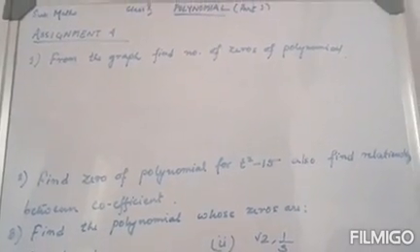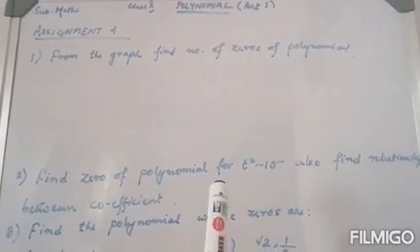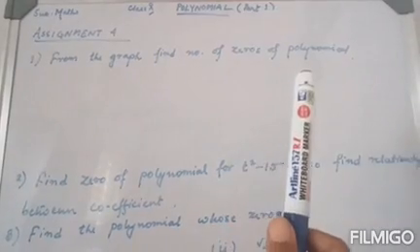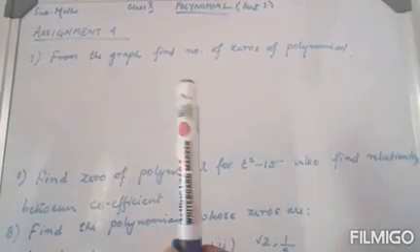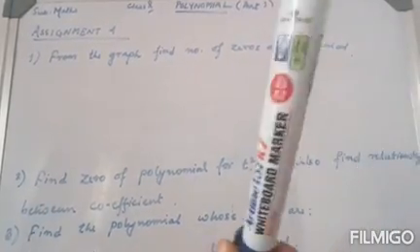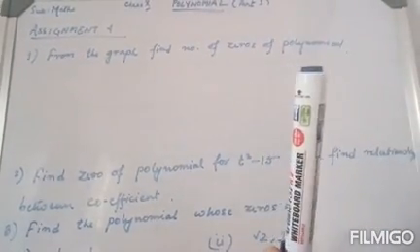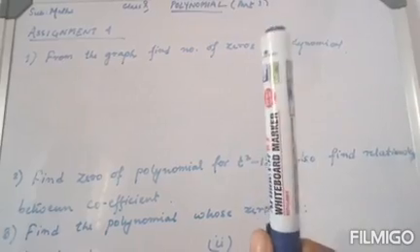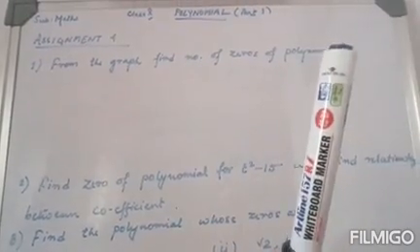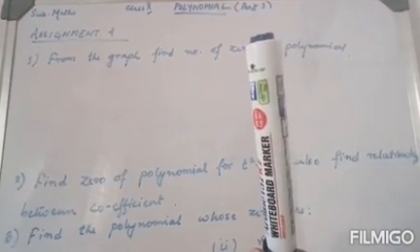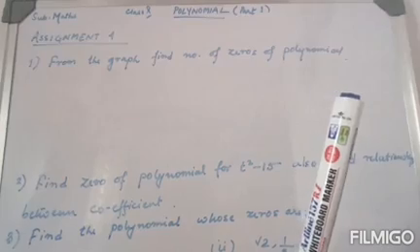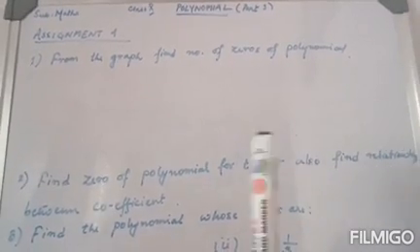Thus, we have come to the end of today's lecture session. At the end, I have a few questions for you. From the graph, find the number of zeros of the polynomial. From each graph, you need to find the number of zeros, not what the zeros are. I am asking how many zeros of the polynomial are possible. As I have told you, the places where the graph intersects the x-axis will be the zeros of the polynomial. From there you have to find it out.